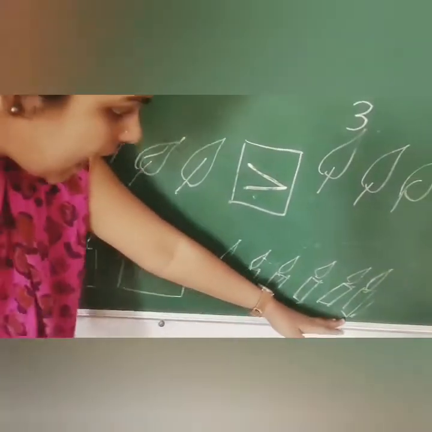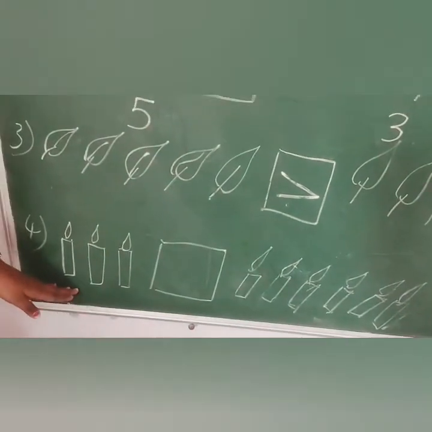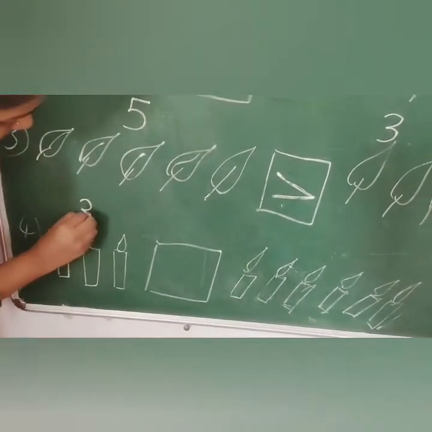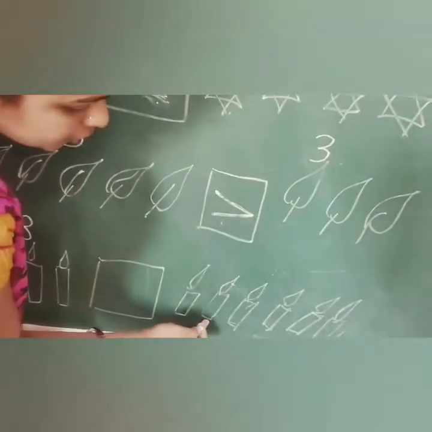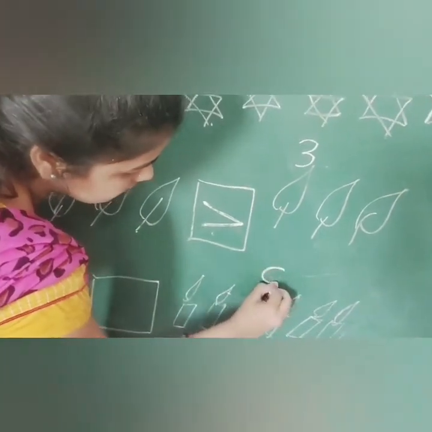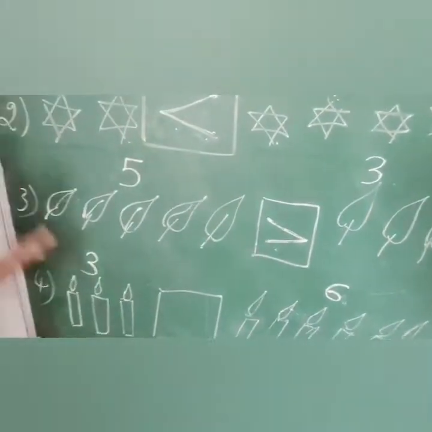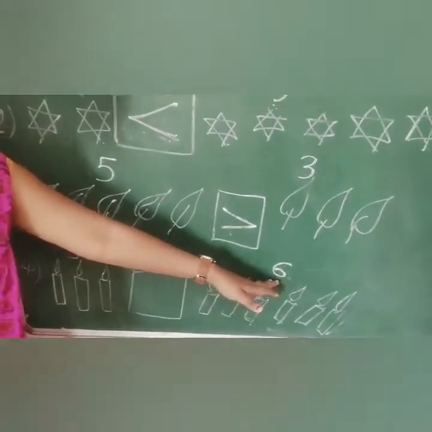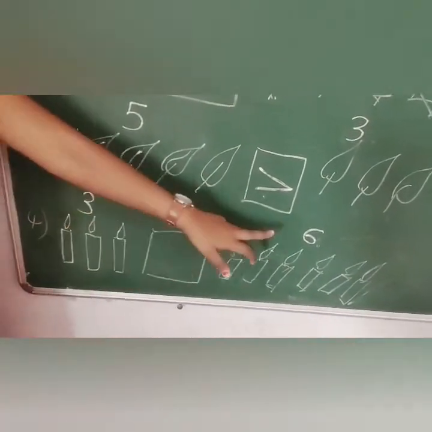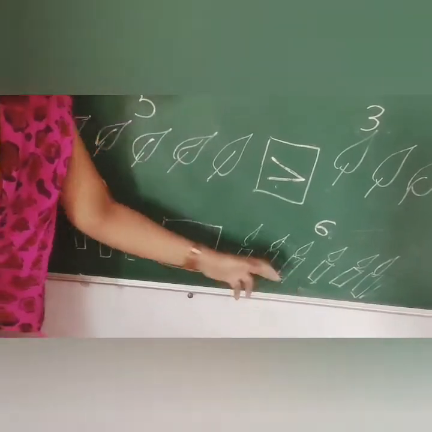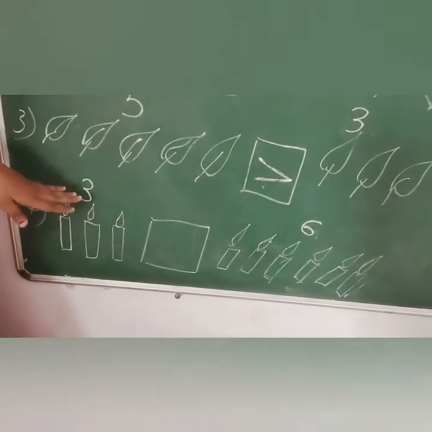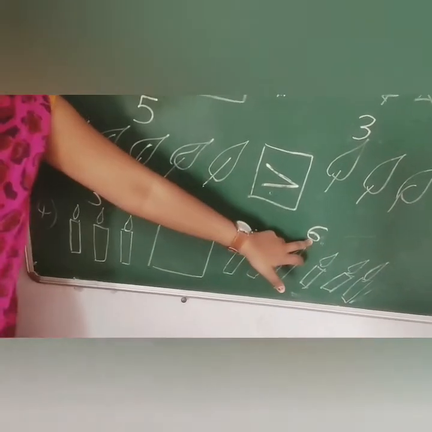I have many candles here. Let me count how many candles are here. 1, 2 and 3. Here 1, 2, 3, 4, 5 and 6. Let me show you which is the bigger one and which is the smaller one. I have 3 candles here and I have 6 candles here. Which one is bigger? 6. And which one is smaller? 3. How can we say that 6 is bigger?